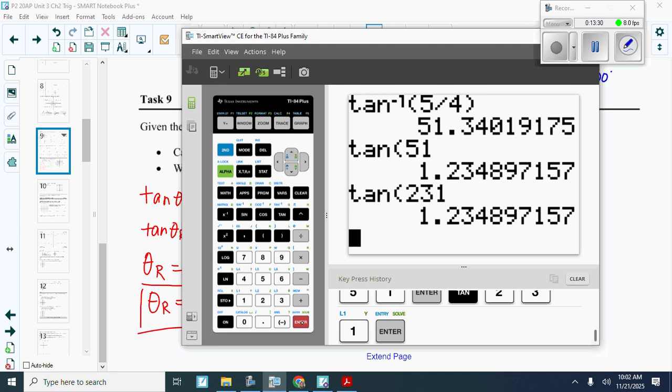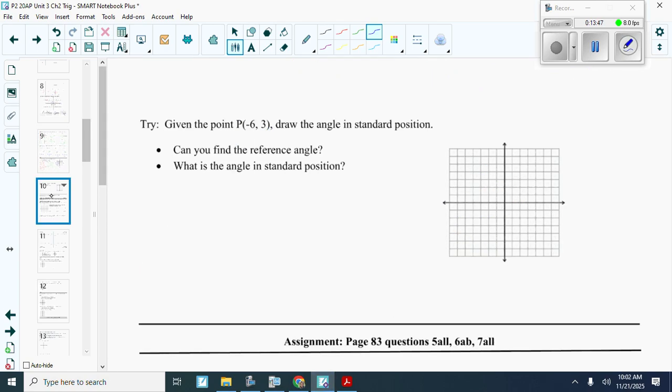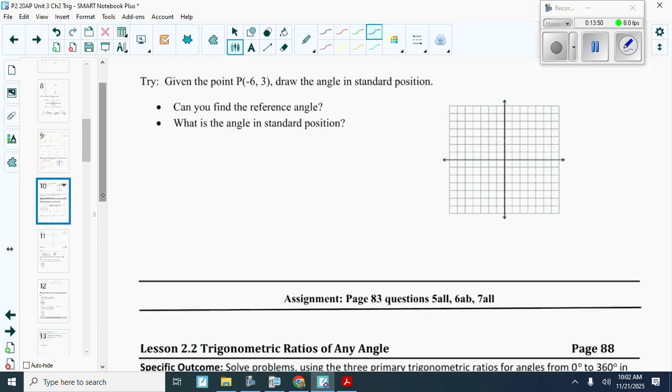Do this step here, where depending on what quadrant you're in, you figure out your standard angle. So let's take a look. Let's have you guys do one. There's one already in your notes. So here's a new point, -6, +3. Draw that out, determine the reference angle, and then find the angle in standard position.